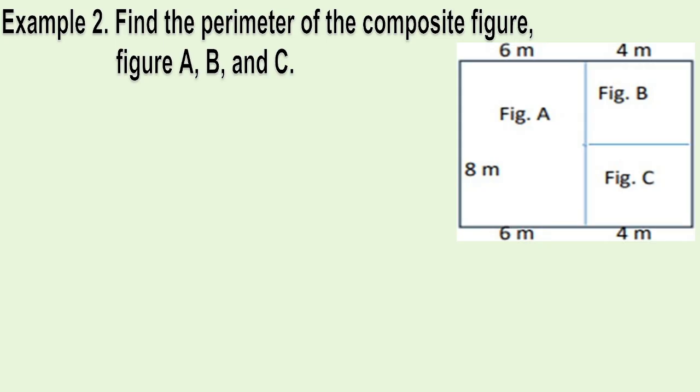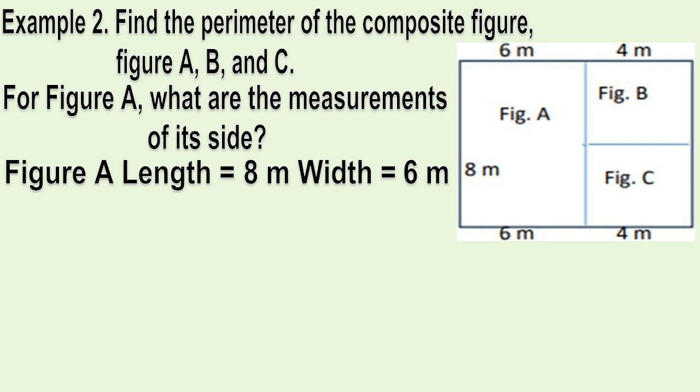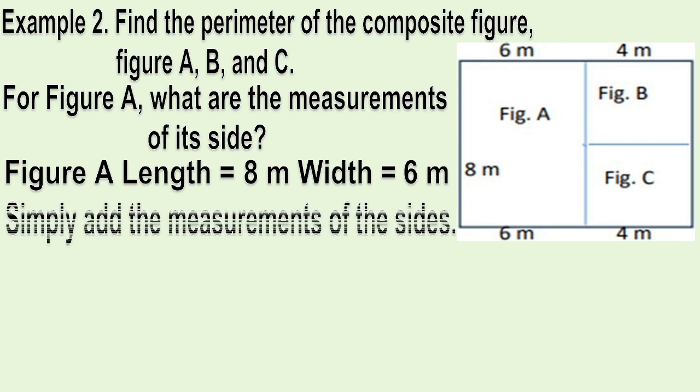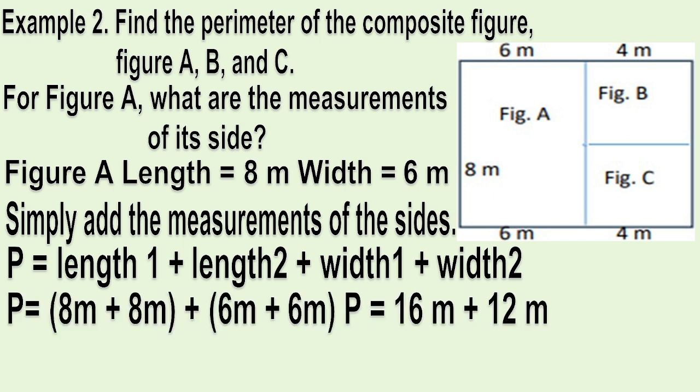Example 2. Find the perimeter of the composite figure, figure A, B, and C. For figure A, what are the measurements of each side? So figure A, length equals 8 meters. Width equals 6 meters. Simply add the measurements of the sides. Perimeter equals length 1 plus length 2 plus width 1 plus width 2. So perimeter equals 8 meters plus 8 meters plus 6 meters plus 6 meters. So 8 plus 8 equals 16 and 6 plus 6 equals 12.